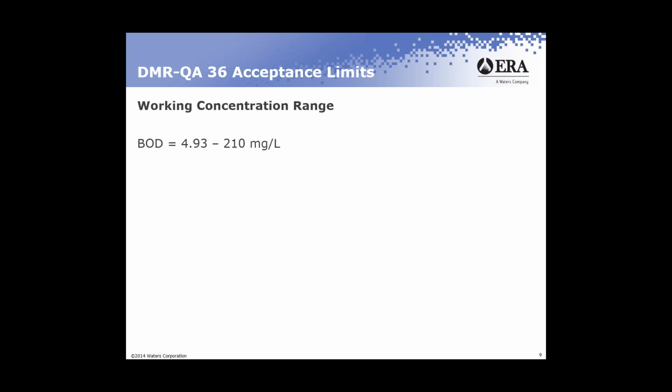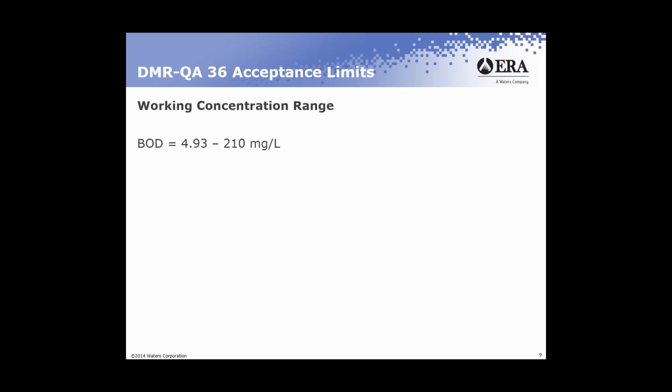This is what I mean about having some education on the acceptance limits, or knowing what you're up against when you're running your DMRQA sample. So the working concentration range would be 4.93 to 210 milligrams per liter. What we can do with that information is, if you're running your BODs and you get a sample value that's outside of that working range, no matter what we spike the sample at, you're going to fail your DMRQA, you're going to fail your WP. So don't report that value.